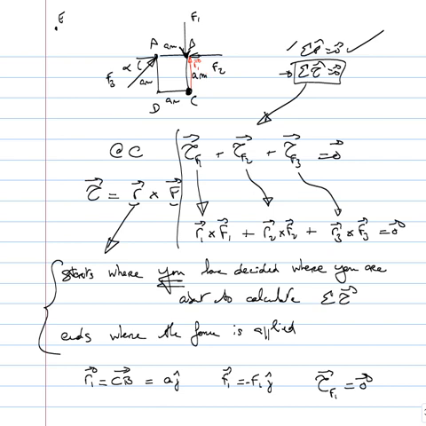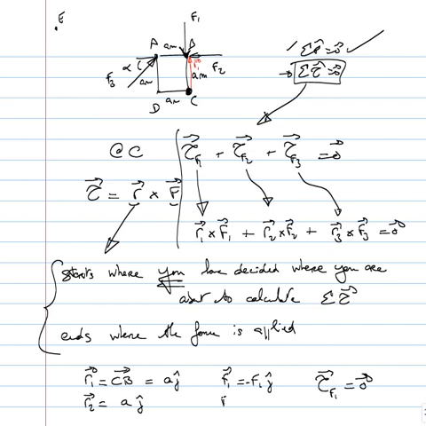Let's do the same thing for F2. We need to identify R2. R2 starts at point C, again, and ends where F2 is being applied, which is also point B. Therefore, R2 is going to be AJ, again, CB, position vector CB.